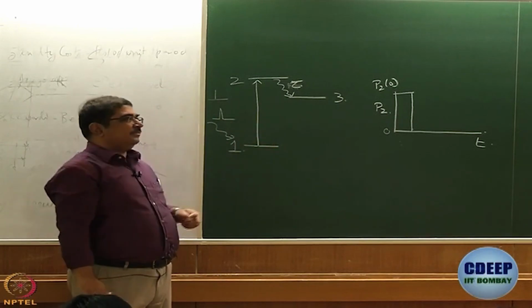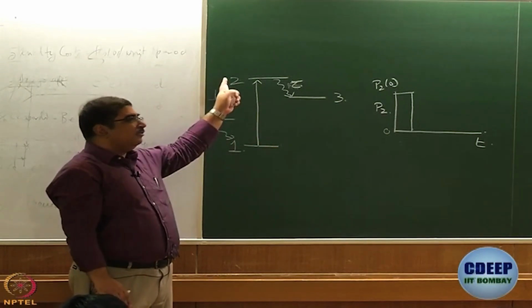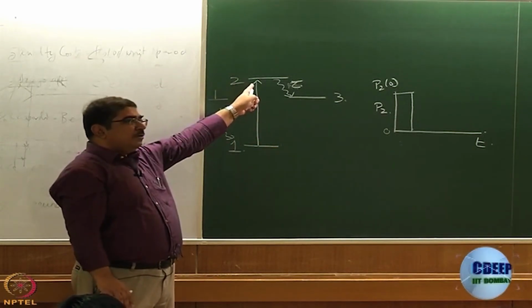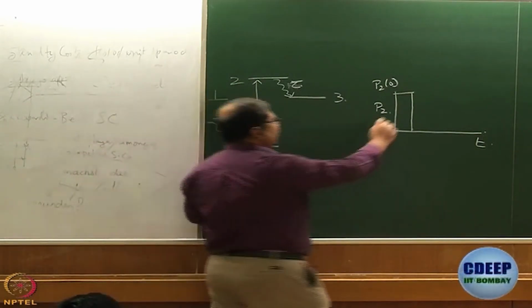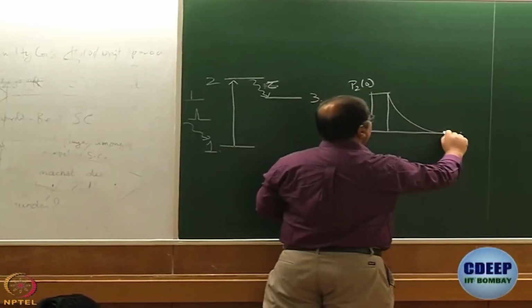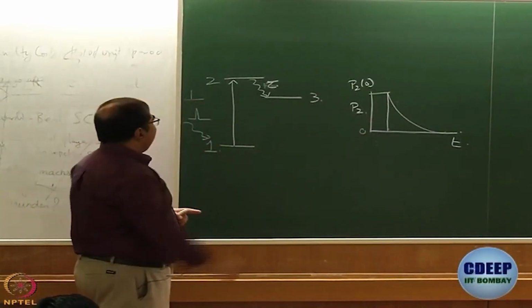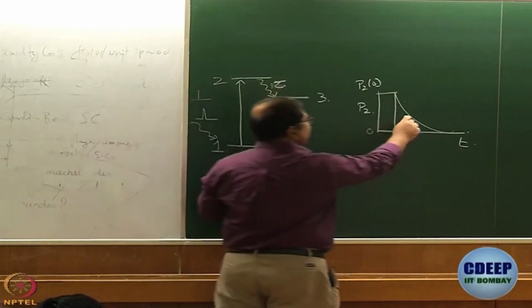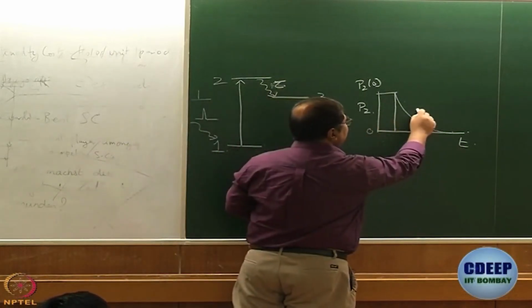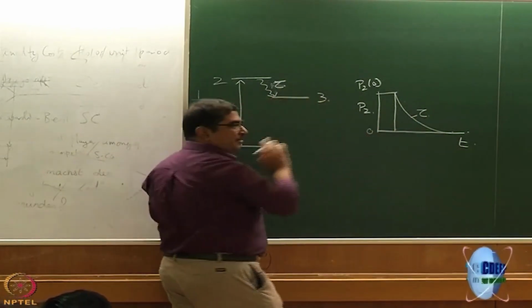Now what happens to the population of 2? It will decay exponentially, we have seen, right? So it falls like this. Not much issue with that. And if this is the most efficient process, then we can say that the lifetime associated with this will be this same tau.